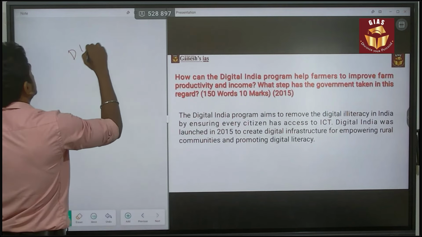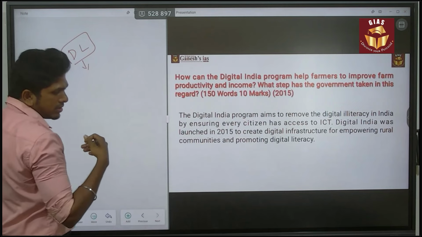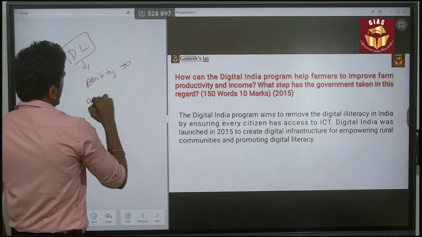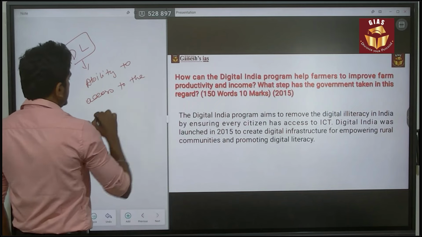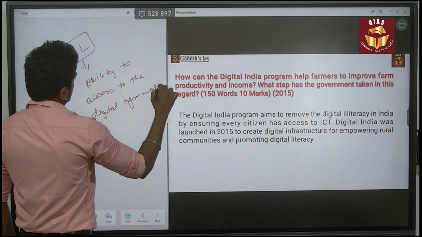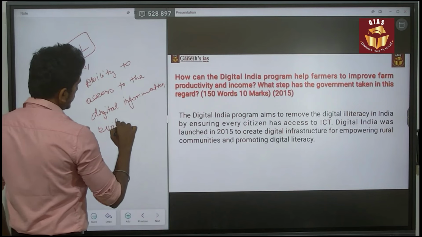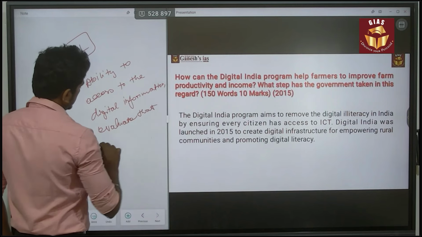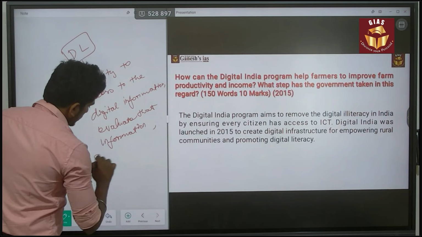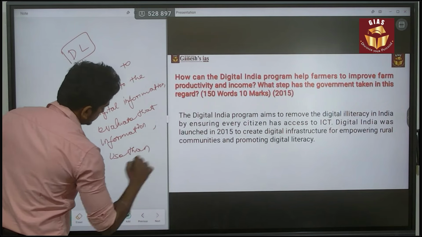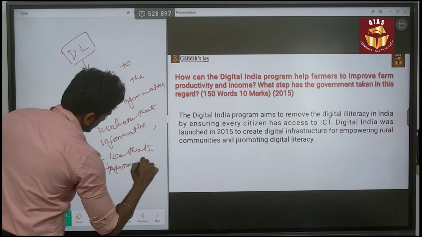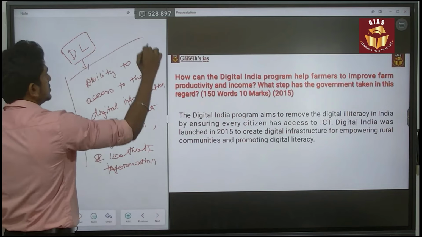Digital literacy means the ability to access digital information, and also evaluate that information, and use that information. So this is called digital literacy.